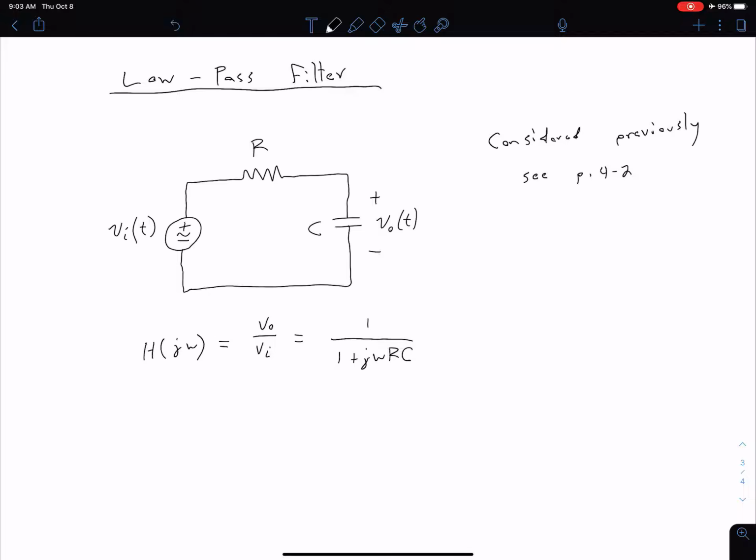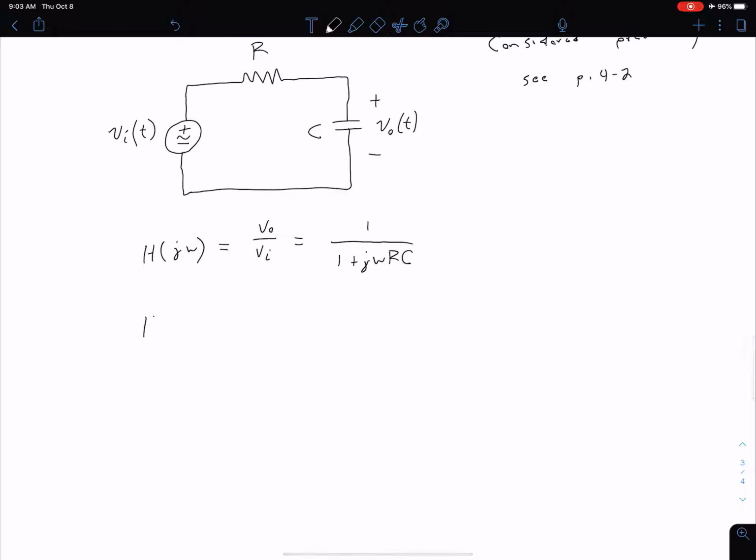We had also simplified and found magnitude and phase. So let's go ahead and write that, because with those plots that we were looking at for our ideal filters, we were talking about the magnitude of our transfer function. So the magnitude is just going to be 1 divided by the square root of 1 plus the quantity omega RC squared.